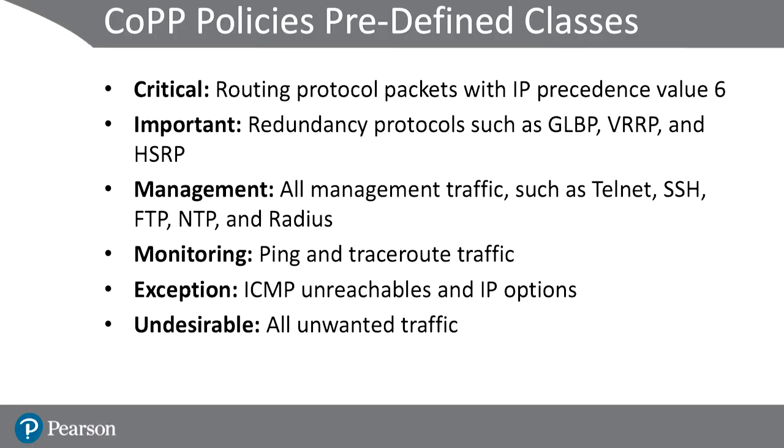The critical class is used for IP precedence 6 traffic, primarily the routing protocol packets such as BGP or BFD. The important class is for the redundancy protocols such as GLBP, VRRP, HSRP. Management class is used for your management traffic such as Telnet and SSH. Monitoring class is used for ping and traceroute traffic, whereas exception is used for ICMP unreachables and IP options. And all the unwanted traffic comes under the undesirable class.